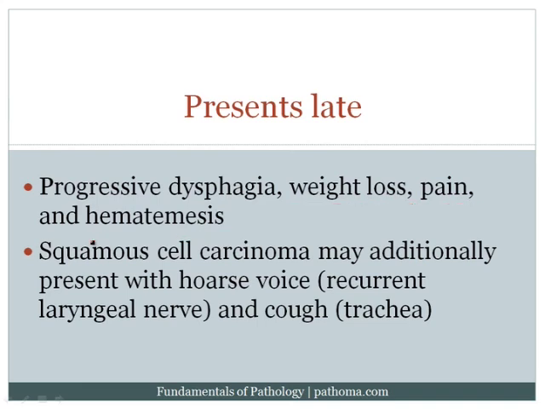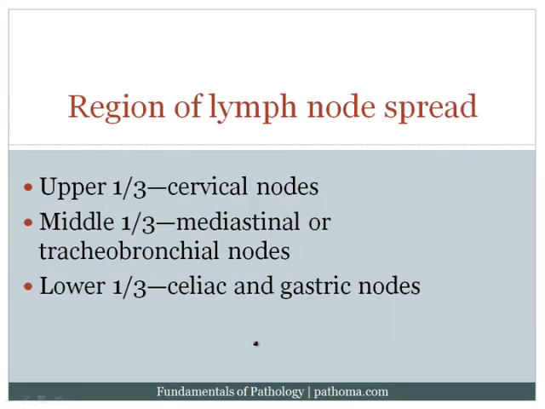Now, in the case of squamous cell carcinoma, we should additionally recognize that these patients can present with hoarse voice and cough. And the reason they can present with hoarse voice is because the tumor is up in the upper part of the esophagus, and that can result in invasion through the wall into the recurrent laryngeal nerve. And you can also get invasion through the wall into the trachea, which would then present with cough. When patients have esophageal carcinoma, the cancer will, as it grows and eventually picks up additional mutations, can eventually metastasize.